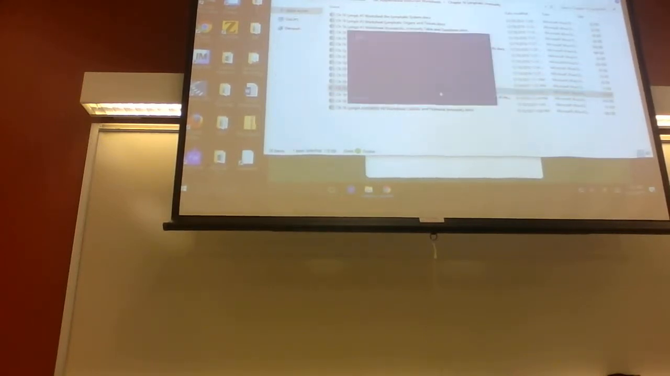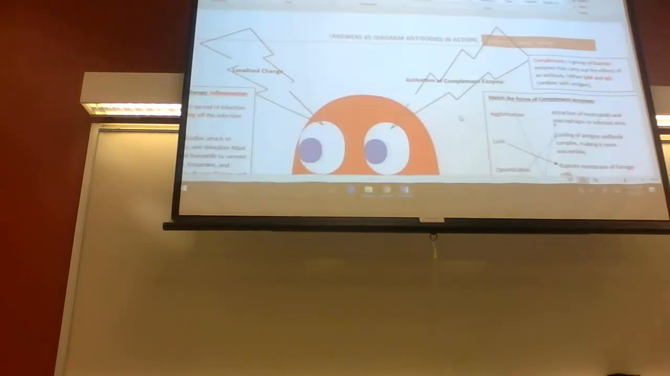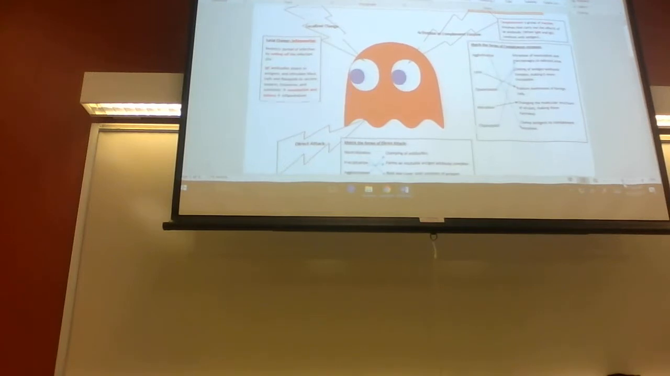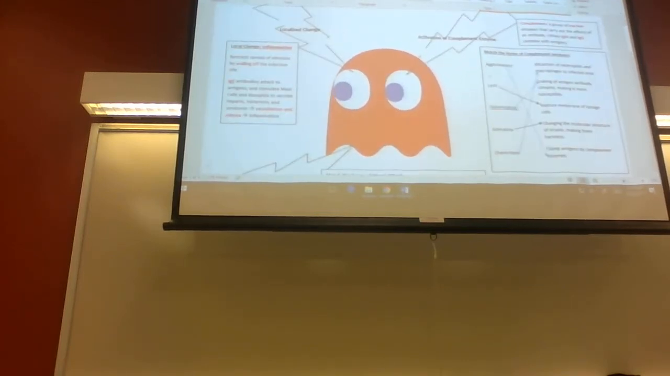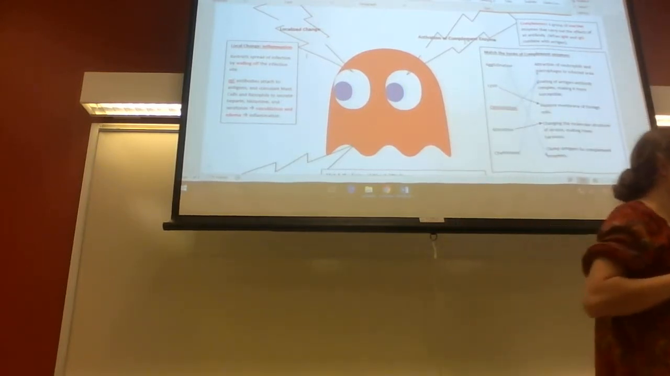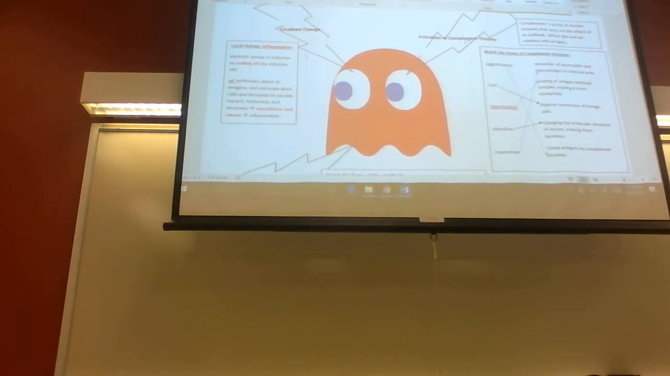So all of this is what your antibodies do, but you don't need to worry about the rest of this. We'll get through it. But go ahead in this lightning bolt, put activation of complement enzyme. So this one up in the corner, you're going to label it as activation of complement enzyme. That's what your antibodies do. I'm going to zoom in because we don't need to look at the rest of that till later.